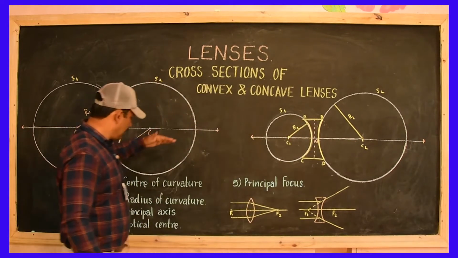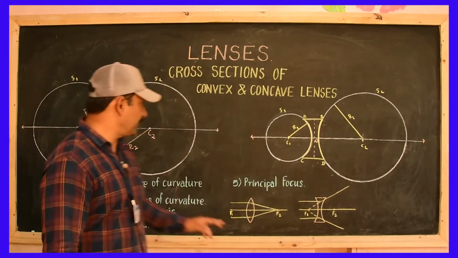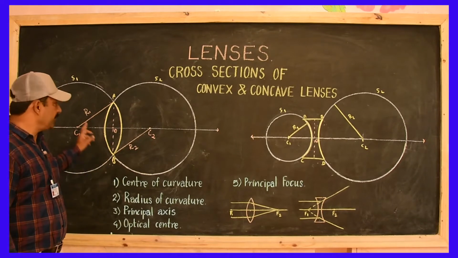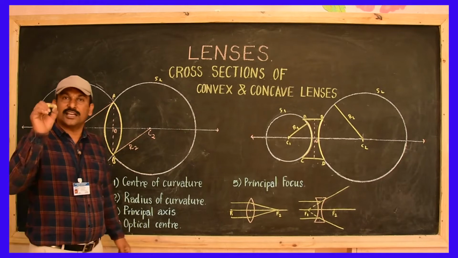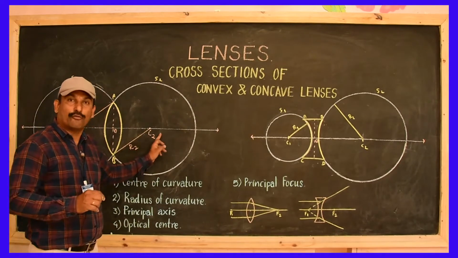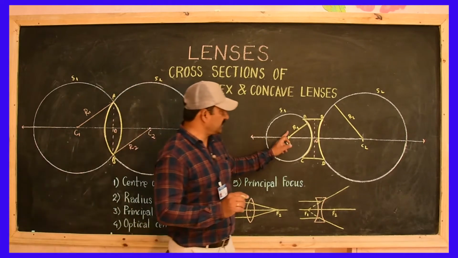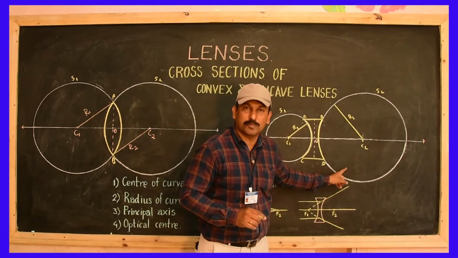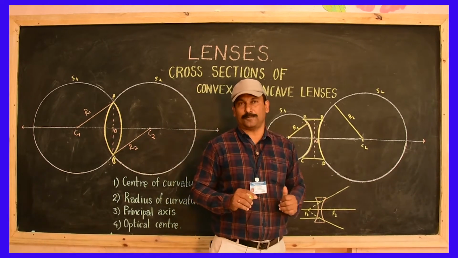Now the next part we see is the radius of curvature. Radius of curvature is the radius of the sphere. Here we have R1 and R2 radius. They are the radius of the sphere of which the lens is a part. Here also we can see R1 and R2. They are the radius of the two spheres of which the lens is a part.